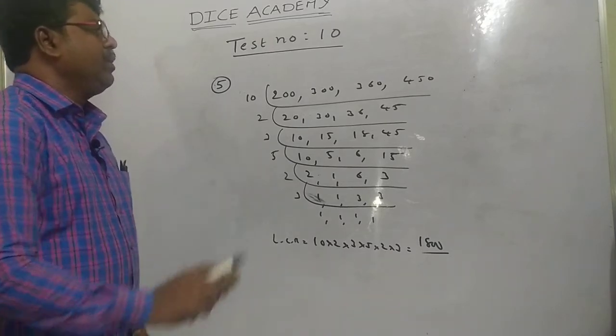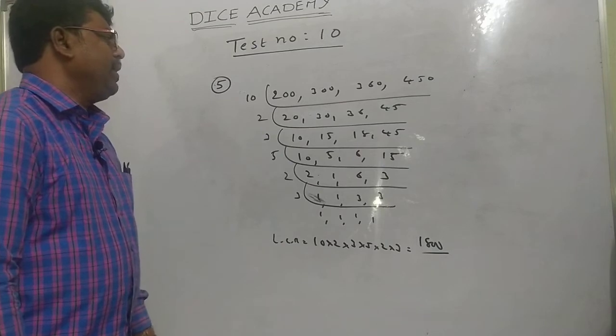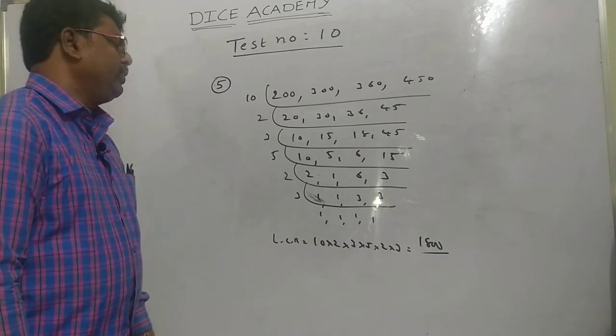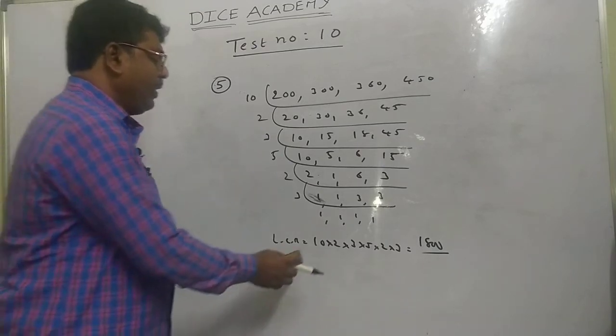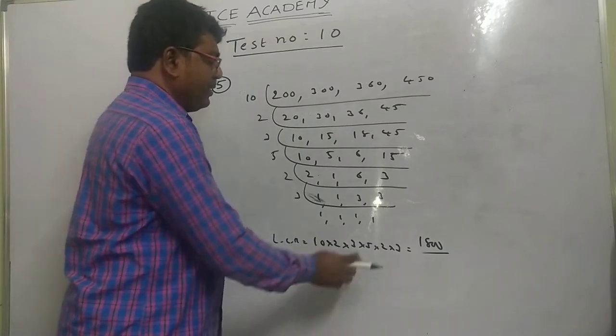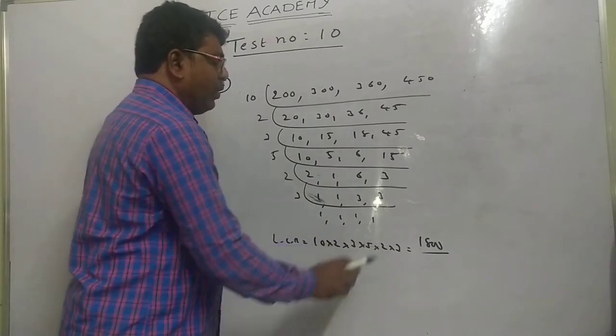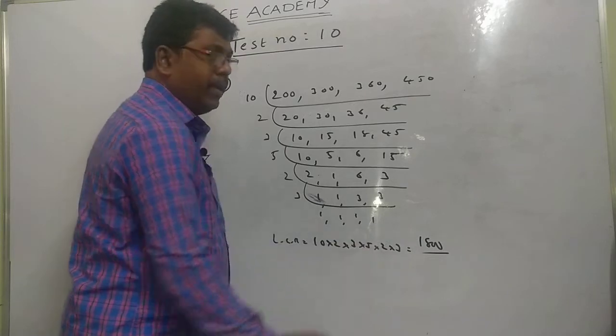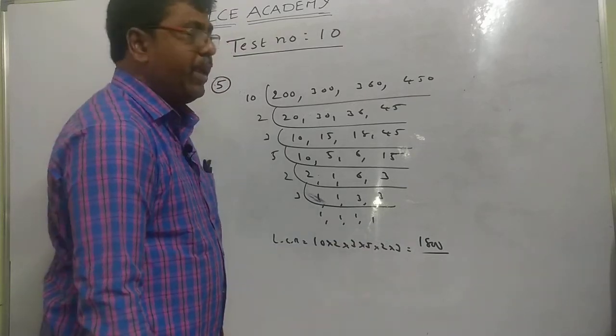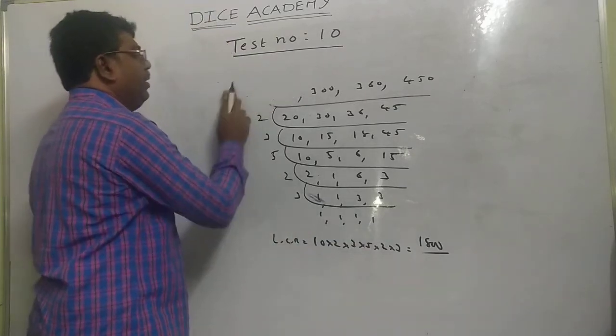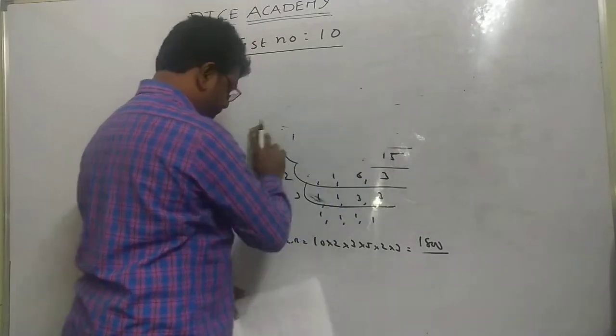First of all, you can always take 0 is there, that's why you can take 10, then go for 2, 3 and so on. 10 2s are 20, 20 into 3 is 60, 60 into 5 is 300, 300 into 2 is 600, 600 into 3 is 1800, the required value. This is the fifth problem. Now go for the sixth problem.